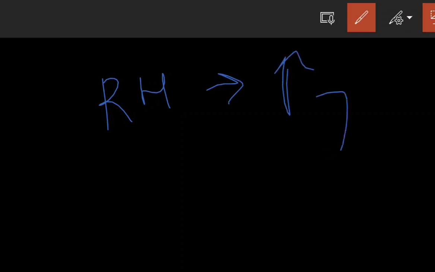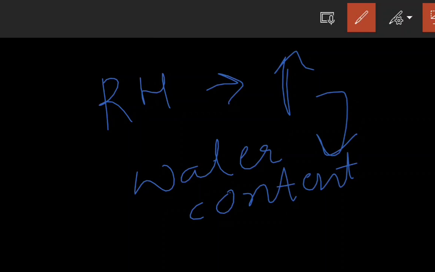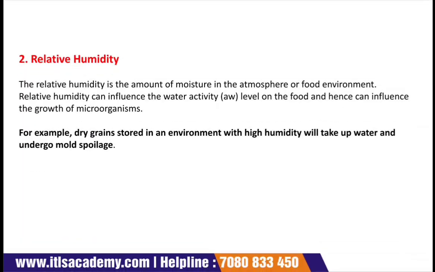Whenever the relative humidity is very high, it influences the water content of the food. And at high water content it promotes microbial growth. Whenever the water content is high, of course water is the hub for microbial growth, so it is promoting the growth of microbes.